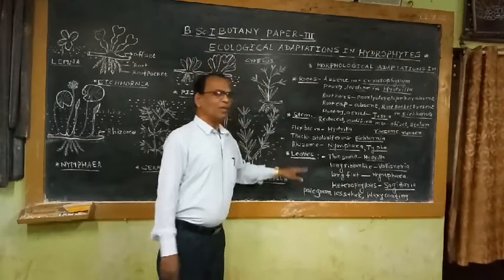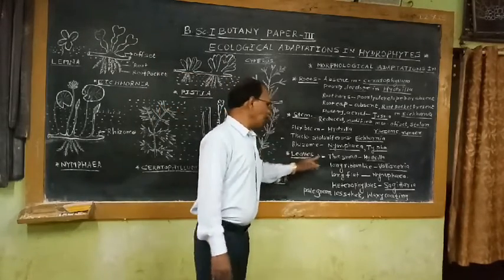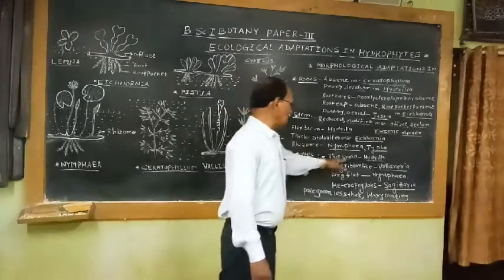Then, if we observe the leaves in different hydrophytic plants, the leaves are generally thin and generally small.